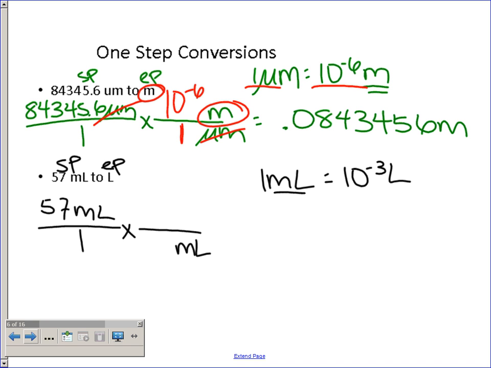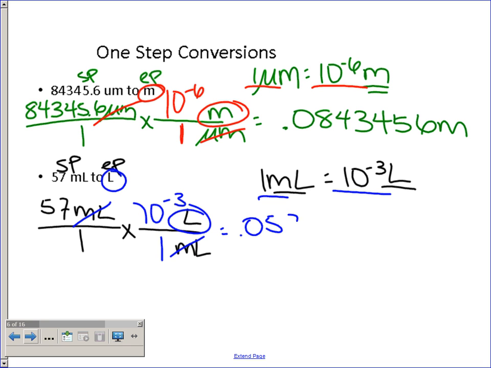If milliliters goes on the bottom, liters has to go on the top. Now plug in the values. 1 milliliter, 10 to the negative third liters. Milliliters cancel, I'm left in liters. Problem wanted liters. Multiply across the top, divide by the bottom. 57 times 10 to the negative third divided by 1 divided by 1 gives me 0.057, and make sure you have a unit, liters.